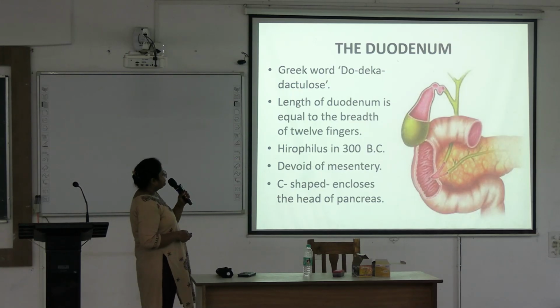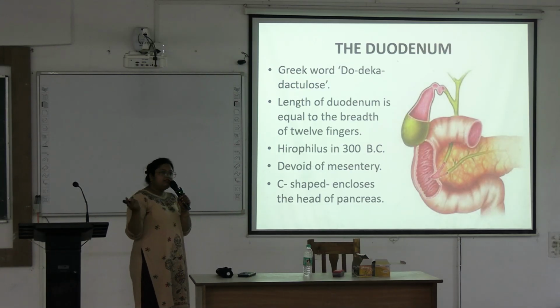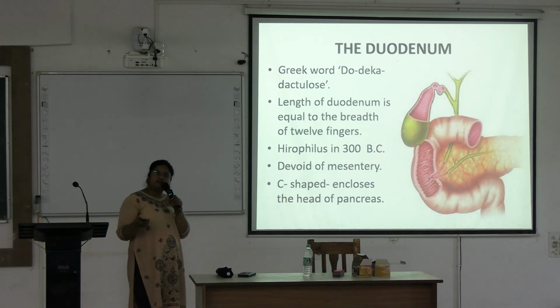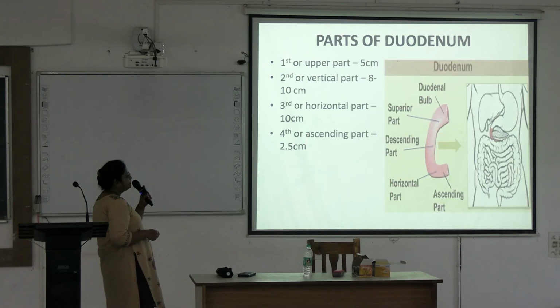Cut sections of this duodenum have been shown. You can see multiple circular folds. These are known as plica circularis. So these are the parts of the duodenum.